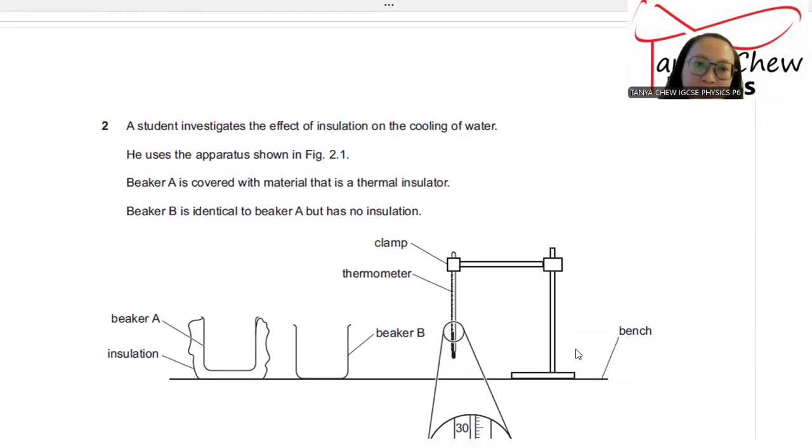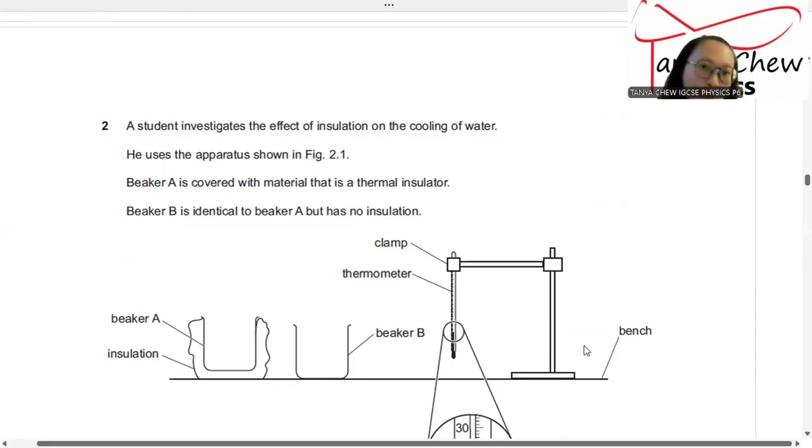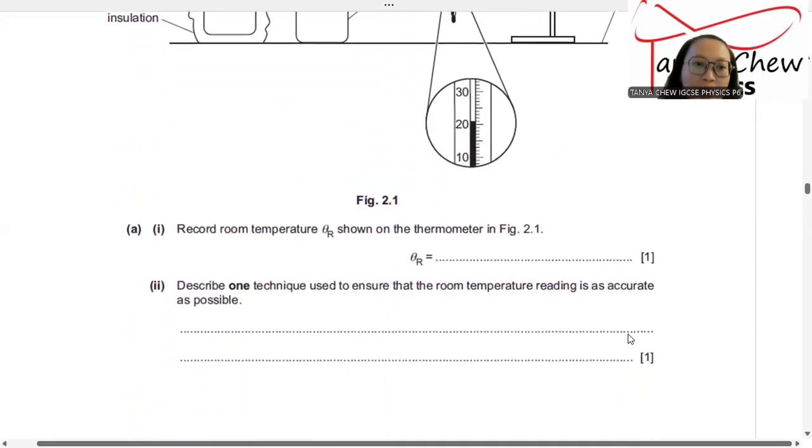Now, second question. A student investigates the effect of insulation on the cooling of water. He uses the apparatus as shown in Fig 2.1. Beaker A is covered with material that is a thermal insulator. Beaker B is identical to Beaker A but has no insulation. Now, A, part 1, record room temperature theta R.